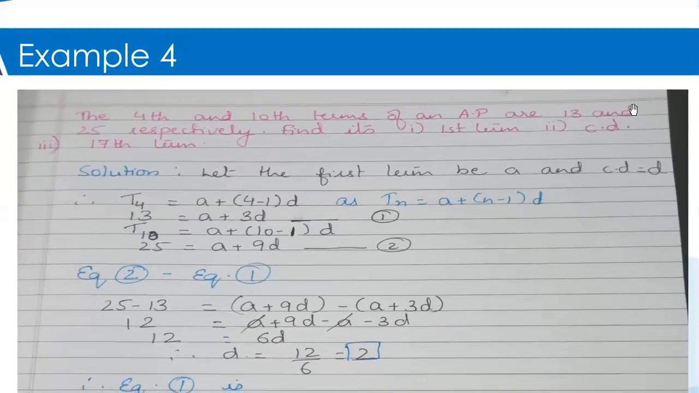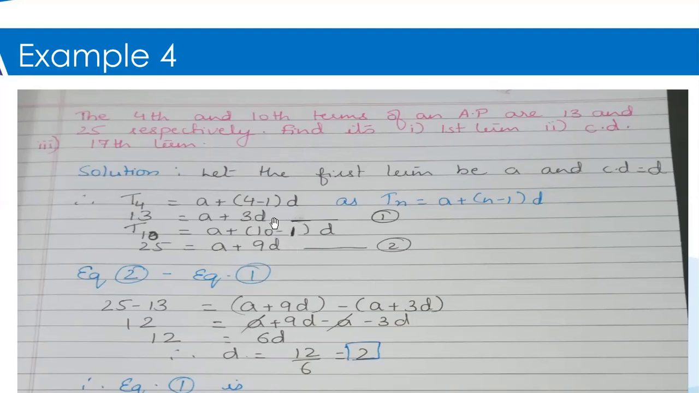So I have just put the value of T4 and the value of N, and A and D I don't know because they have not given me the series. This is equation number 1. Equation number 2 you will get by putting the value of the 10th term, that is 25, and the value of N, that is 10. So the second equation is 25 is equal to A plus 9D. You can see I have numbered them as 1 and 2.